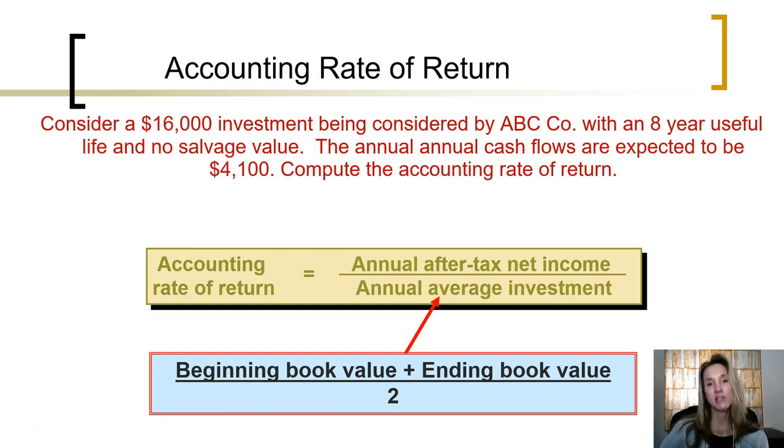So consider a $16,000 investment that's being considered by ABC. This investment has an 8-year useful life and no salvage value. The annual cash flows are expected to be $4,100. They want us to compute the accounting rate of return. Now remember, the cash flows are only relating to cash, not non-cash expenses.